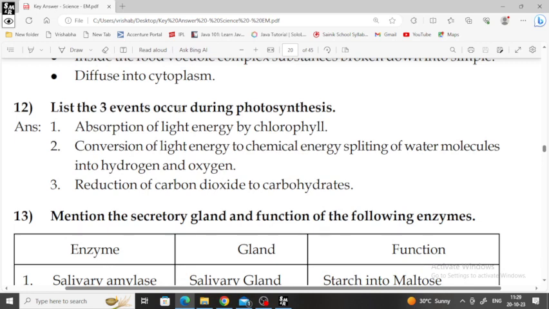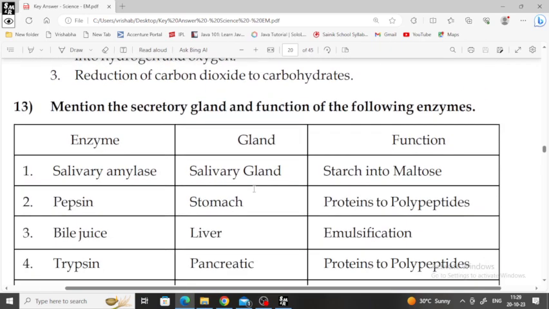List the three events that occur during photosynthesis: absorption of light energy by chlorophyll, conversion of light energy into chemical energy and splitting of water molecule into hydrogen and oxygen, and reduction of carbon dioxide into carbohydrates.